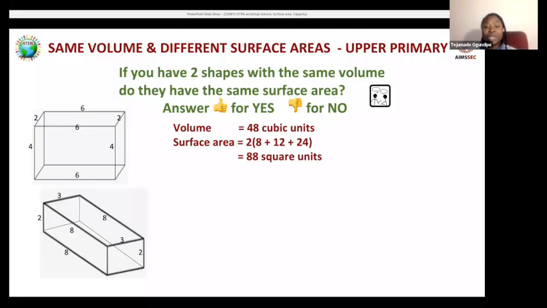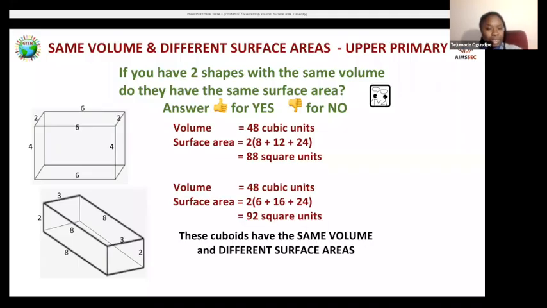All right, so for the surface area, let's look at this. We have 8 plus 12 plus 24, times 2. And that's then the surface area, which gives 88 square units, while the volume is 48 cubic units. Okay, so let's see the second image.